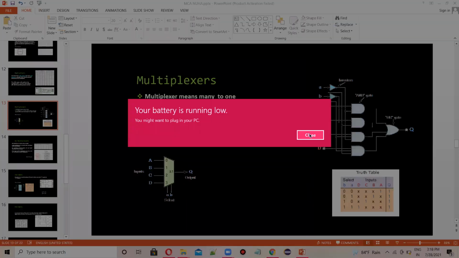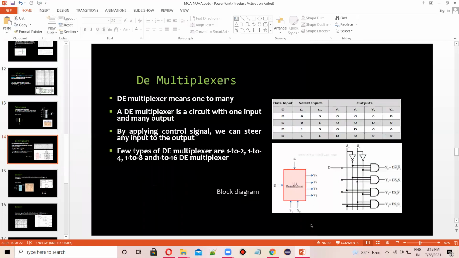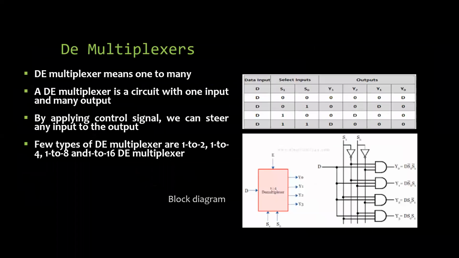And now let's move to the next part, that is demultiplexer. Now I'll explain to you what is demultiplexer. Here you can see that demultiplexer is the opposite of multiplexer. It means in multiplexer, we are sending so many inputs and we are receiving only one output. But here demultiplexer means we will send only one input and we will receive so many outputs. So here it is one to many. In other words, we can call it one to many.